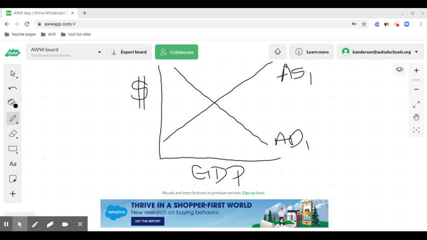All right, Econ Squad. Today we're going to look at aggregate demand and aggregate supply. What are those? What do they look like? And how do we graph them? Aggregate means all. So we are in macroeconomics.